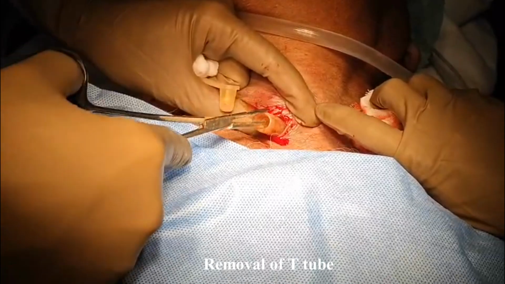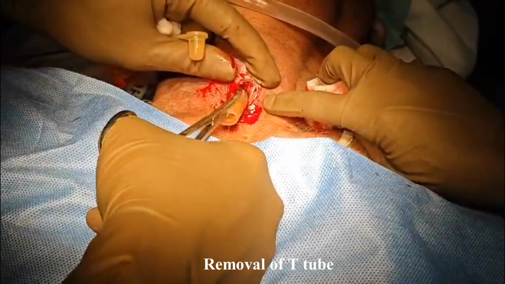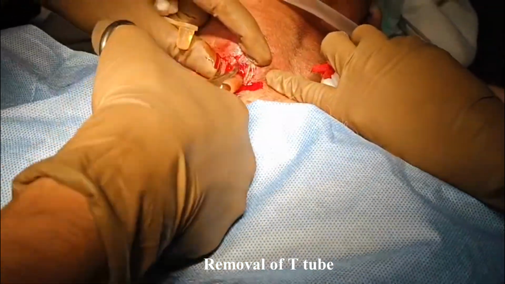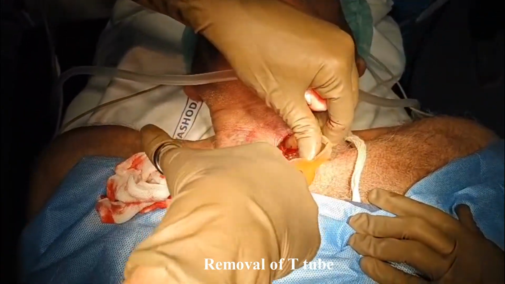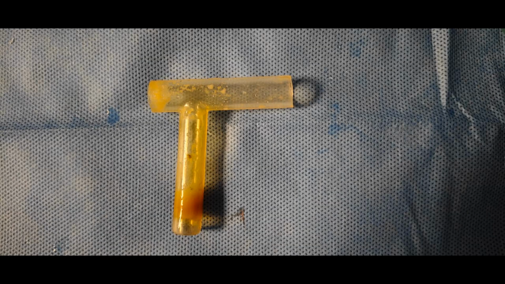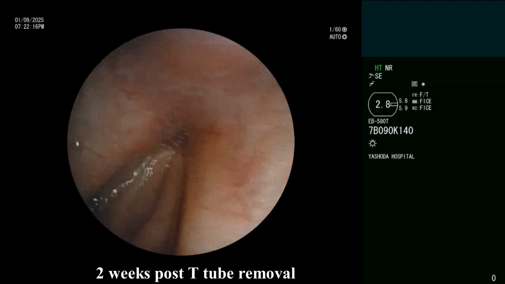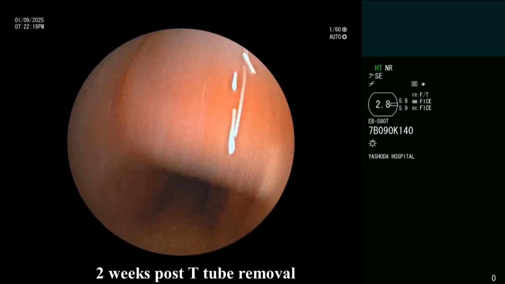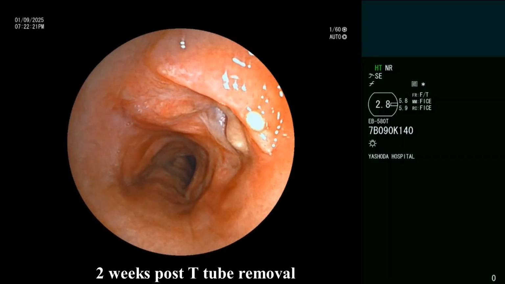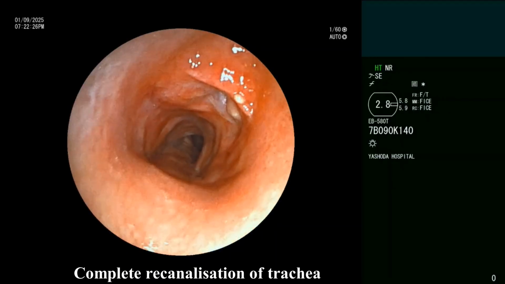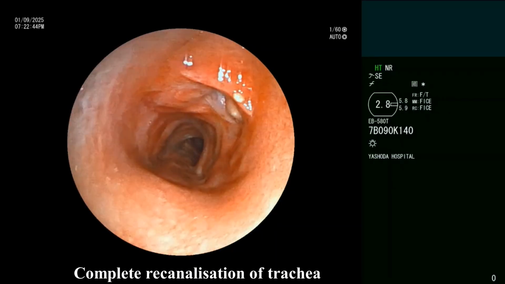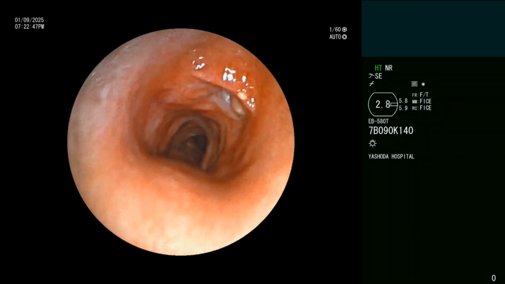Following 6 months of a Montgomery T tube placement, now you can see that we are removing this Montgomery T tube, and once the T tube is removed, now you can see that there is a near complete recanalization of the proximal tracheal stenosis, and you can see there is a significant dilation of the tracheal stenosis, and there is a near complete recanalization.